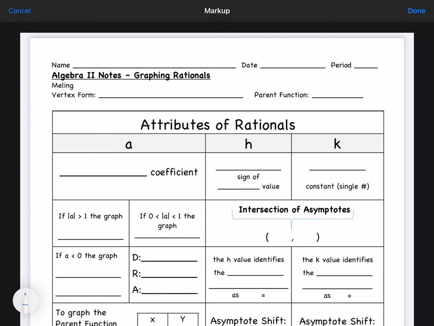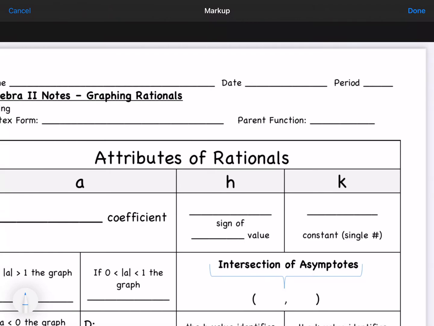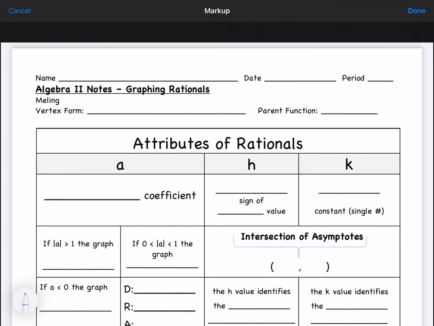All right, so graphing rationals. We're spending the next 2 days on graphing rationals. Today we'll do the notes. Tomorrow we will do the assignment. It's very similar. It's been a while since we've done any graphing, but I try to have the same setup. So our vertex form for a rational, well actually, what's the parent function of a rational first?